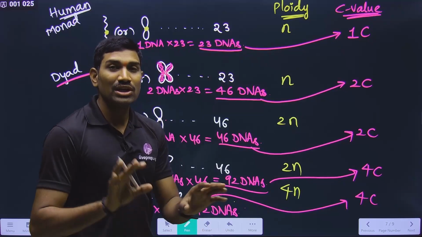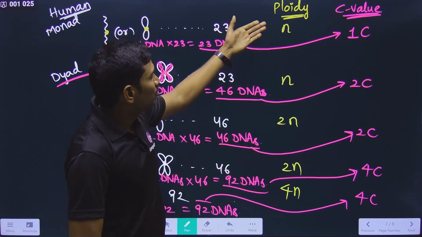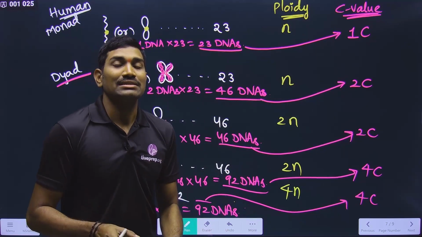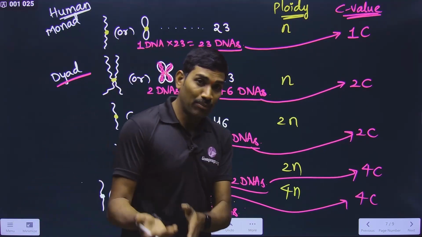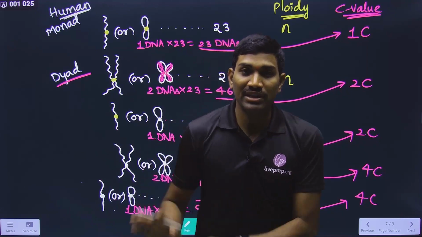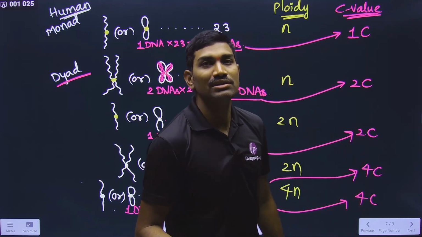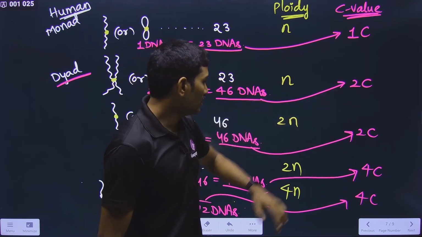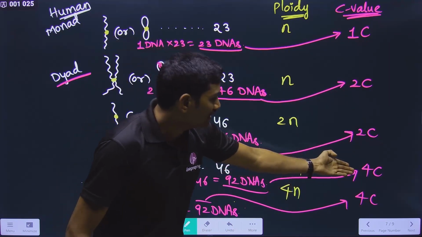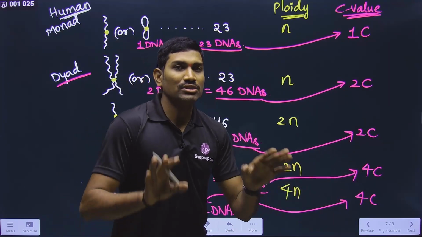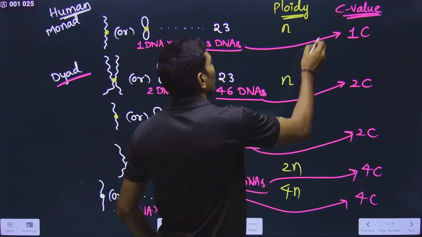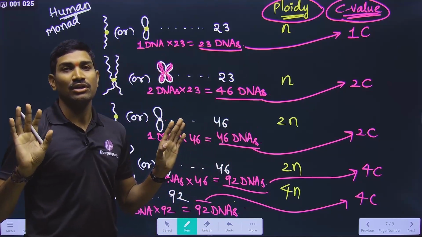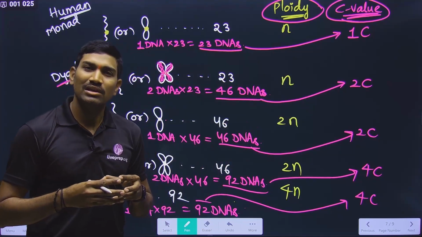Now, what is the overall conclusion here? There is no relation between ploidy and C value. Don't link these two. Some students think that if it is haploid, it should be C only, and if it is diploid, it should be 2C only. How can you say this? Even though it is haploid, here you are observing 2C. And even though it is diploid, here you are observing 4C. So don't link these two concepts. Ploidy is an individual concept, and C value is a different individual concept.